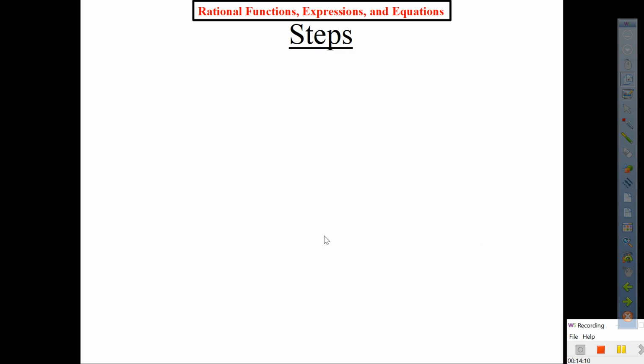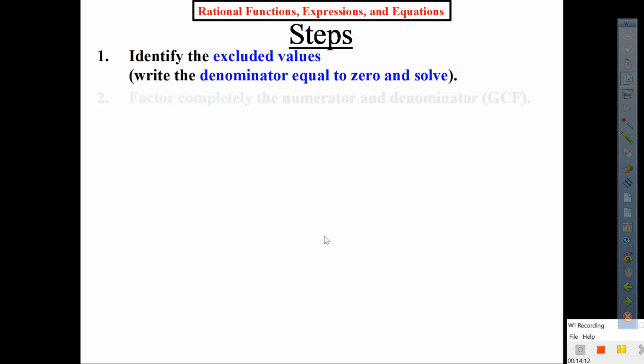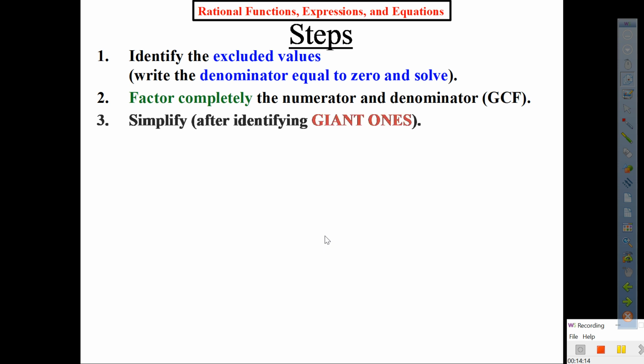Copy these steps, please, under your prayer model. 3 simple steps for today. Step number 1 is identifying the excluded value. And it says, identify the excluded value, and in parentheses, I write the process. It says, write the denominator equal to 0 and solve. Steps 2 and 3 are to simplify the rational expression. Step 2 reads factor completely the numerator and denominator, which you can also use the GCF. And number 3, simplify after identifying the giant 1.